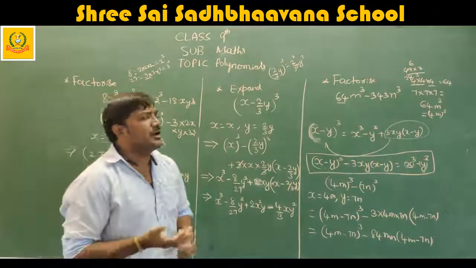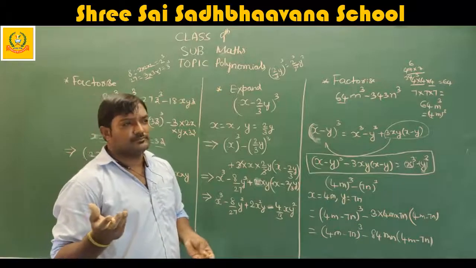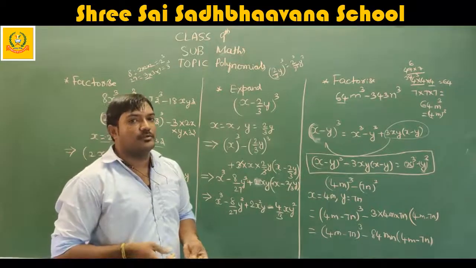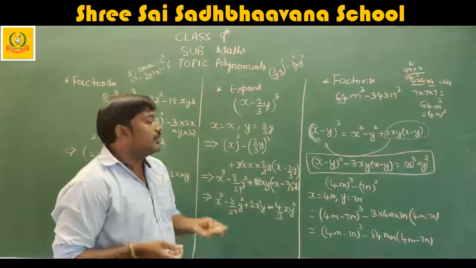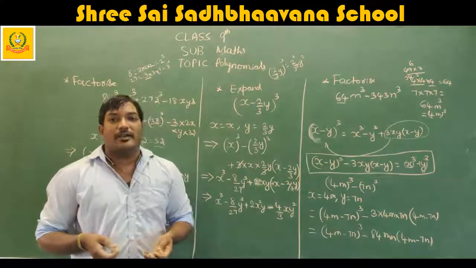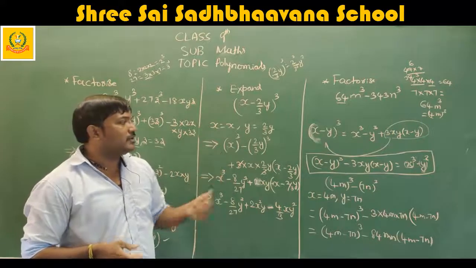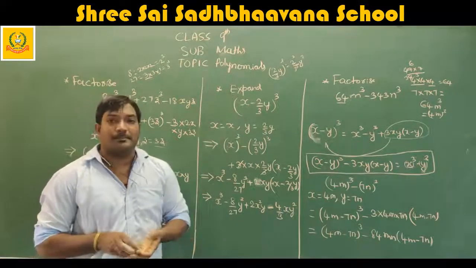For example, they might give 125, or 27, or anything which is a perfect cube. And they will never give you a number which is not a perfect cube. I hope you understood this. I hope I clearly explained every part of this, what should be taken as x and what should be taken as y. Okay, fine.